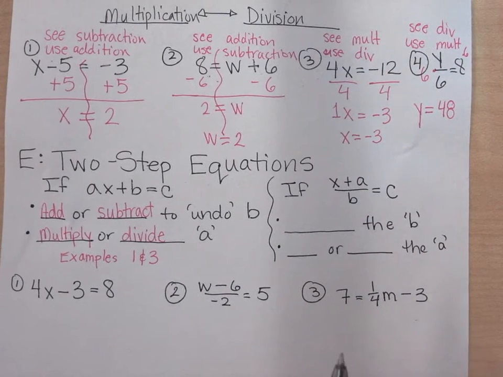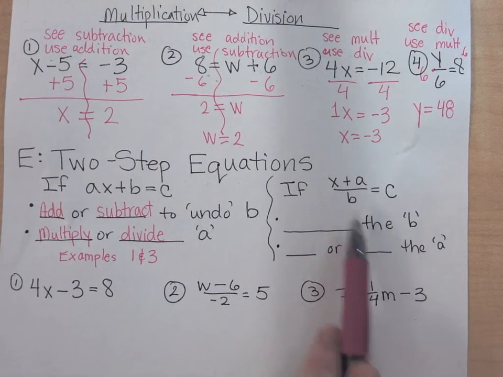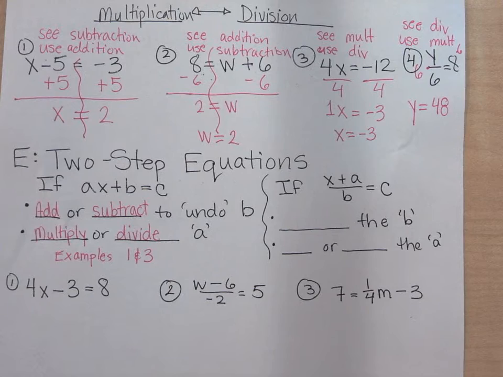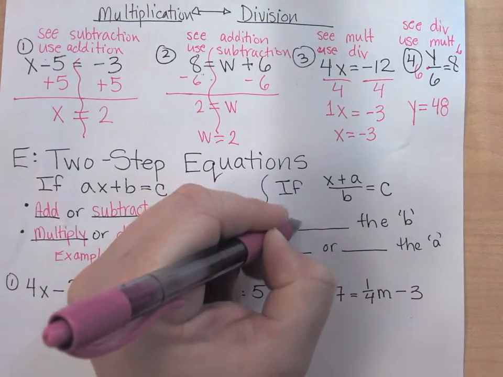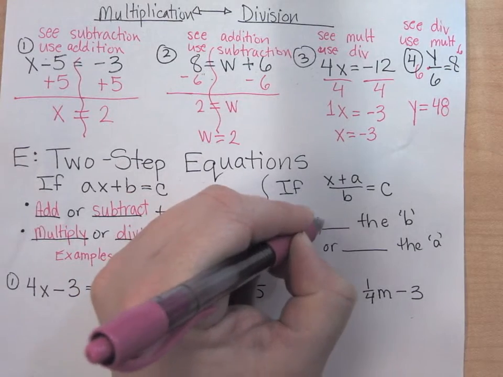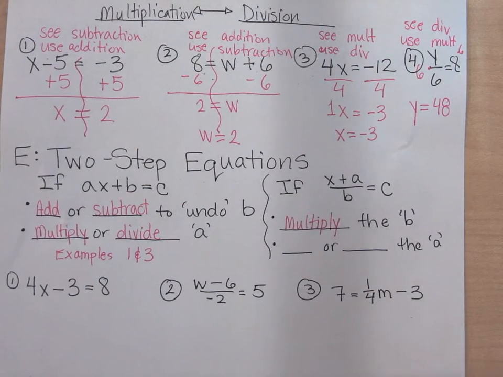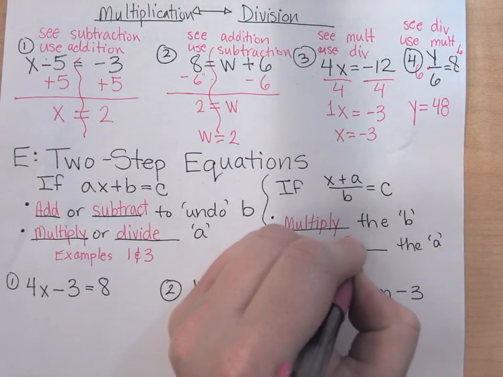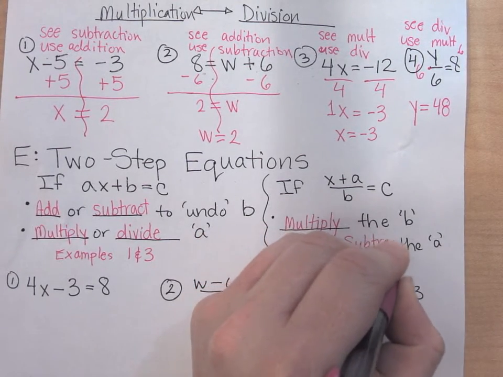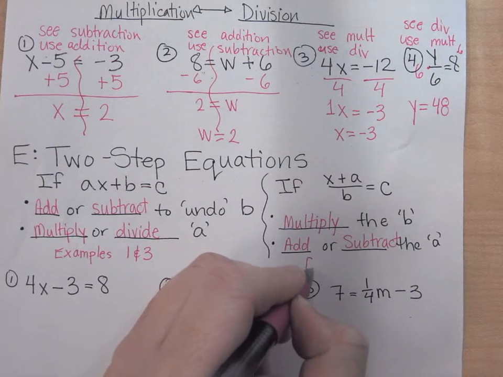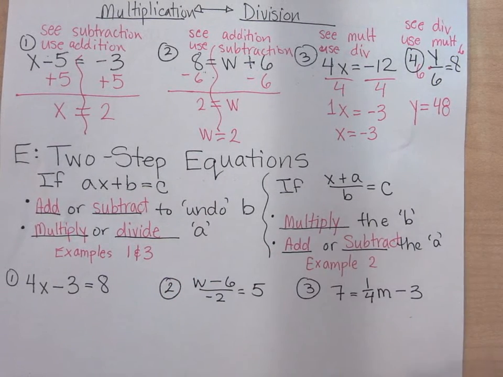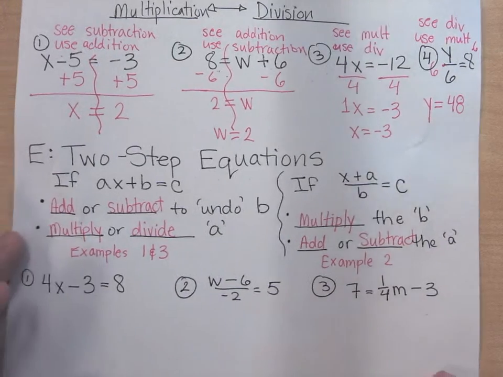For the other example, the first thing that we have to do, what do you think we have to do with that to get rid of the b? If you look at this expression, yeah, we have to multiply the b value. And then with the a, we add or subtract. And this is like example 2. So we're going to go over these together, but you have your steps written out so we know.